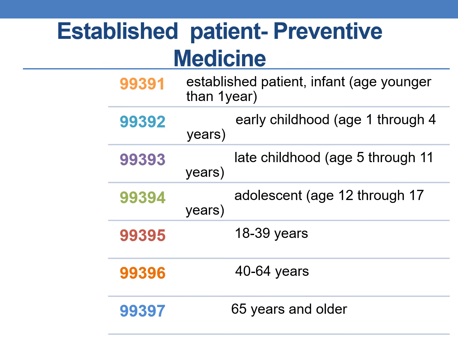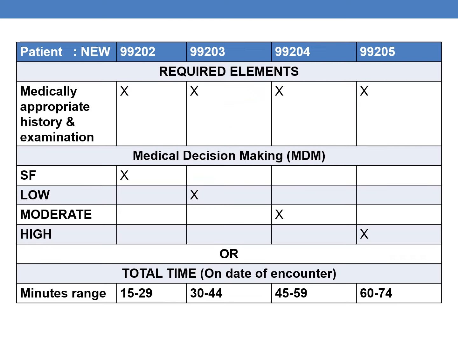For established patient preventive medicine, the code set is 99391 to 99397. The age classification is the same. So in our case, the patient is 79 years old and he is an established patient. He presents for annual health checkup or annual physical exam or preventive medicine. So the correct code is 99397. One code is 99397.